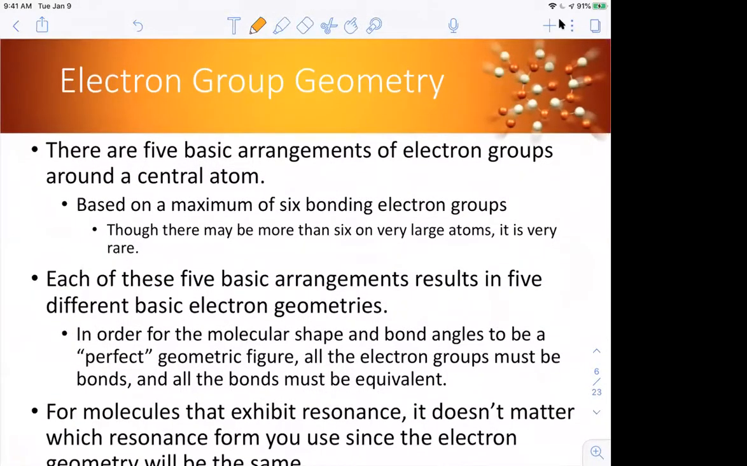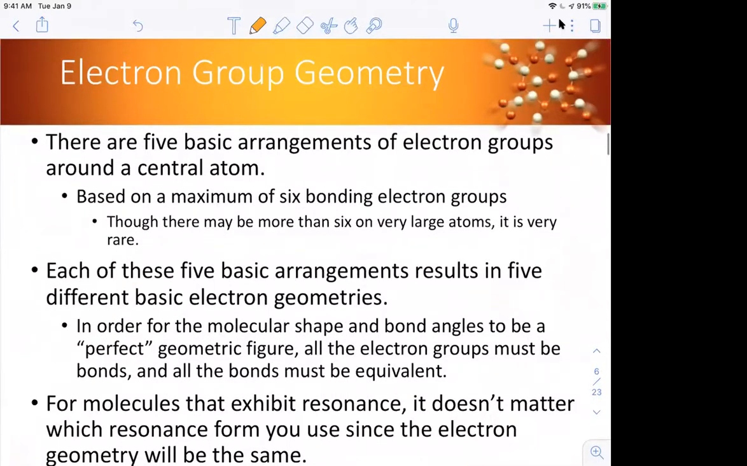There are 5 basic arrangements of electron groups around a central atom, and this is based on a maximum of 6 bonding electron groups. Each of these 5 basic arrangements results in a different basic geometry. If you took Chem 1, you will have studied all of these bonding arrays. But for organic, this is really nice because we only have to go up to 4 groups around a particular atom, because that is what carbon does.